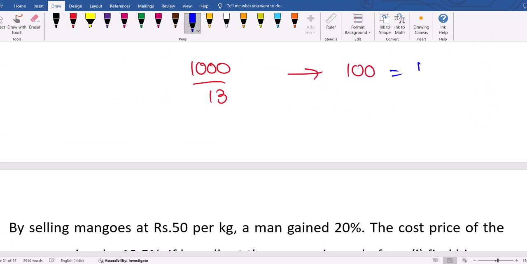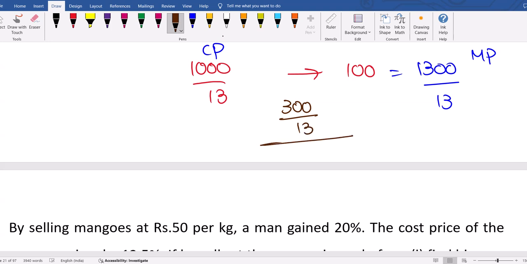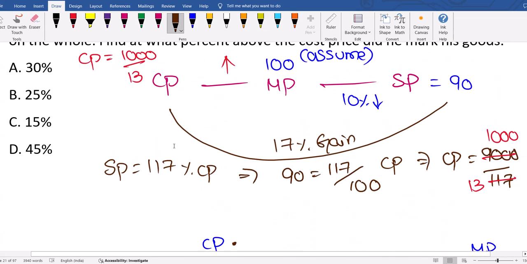For easy calculation, this 100 can be written as 1300 divided by 13. This is cost price, this is market price. How much increase? 1000 to 1300, how much increase? 300 divided by 13. We should always calculate with respect to the initial one. So 300 divided by 13 into 13 over 1000 into 100. The 13 will get cancelled, and the two zeros cancel, and 10 with 10. So we get 30%. So 30% above, option A.